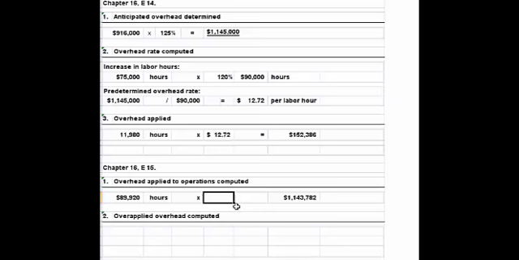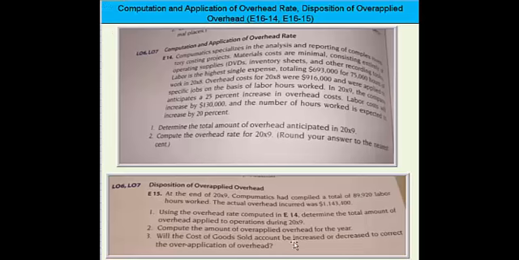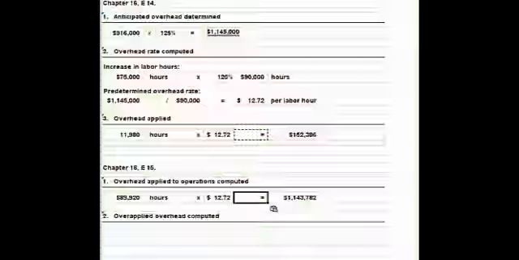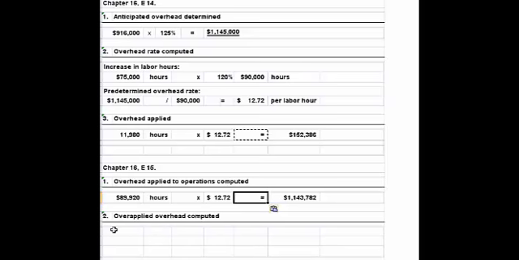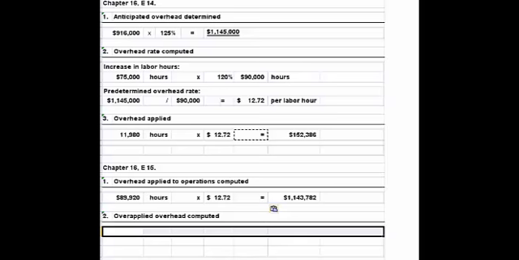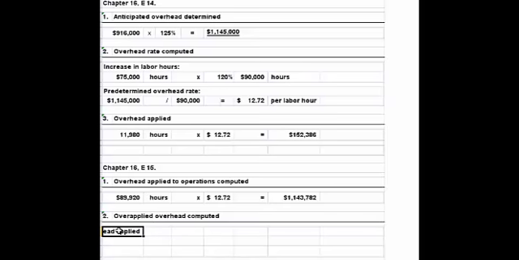Okay? And again, it still doesn't want to give me my nice formats, so I'll drop those in. And the answer is $1,143,782, and that's rounded. Okay? Number 2 says compute the amount of over-applied overhead for the year. Okay, well, to compute the overhead applied, we first have to say how much was applied. Oh, and what we're looking for is the amount of the over-applied overhead.